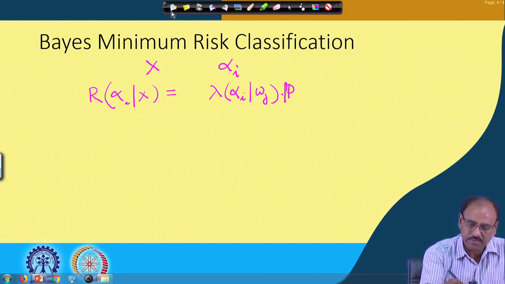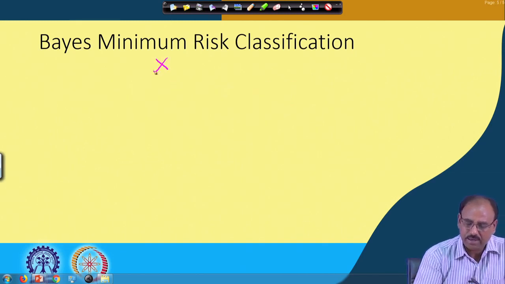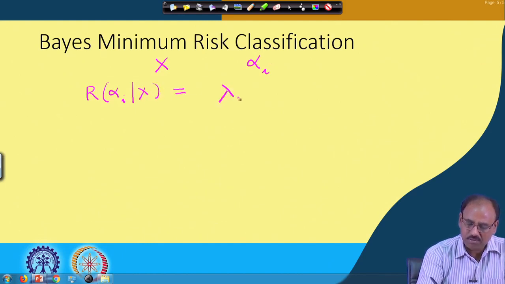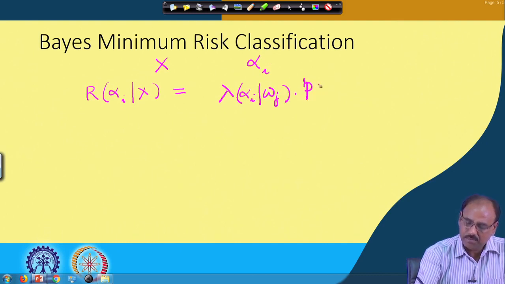Sorry, let me rewrite. I have been given vector x and I take an action alpha i. So, I compute the risk R of alpha i given x, which is nothing but the risk involved for taking action alpha i if the true state of nature is omega j, multiplied by the a posteriori probability p of omega j given x, and you take the sum of this over all j.